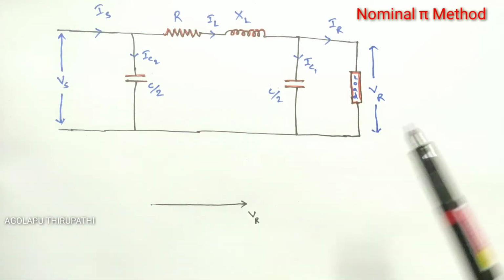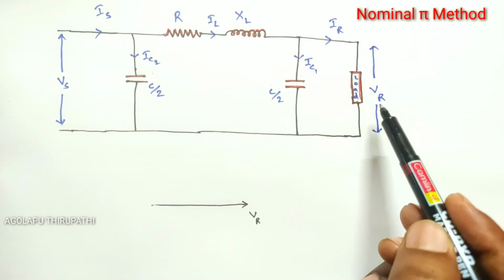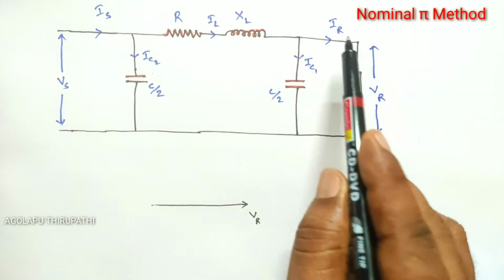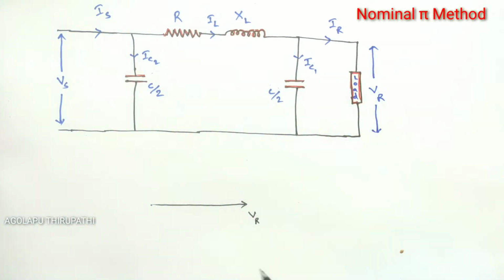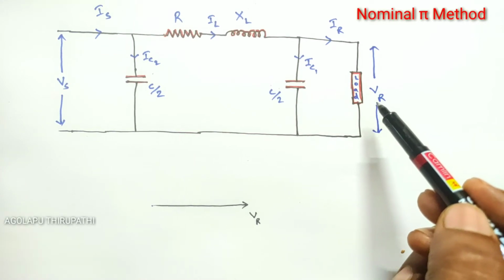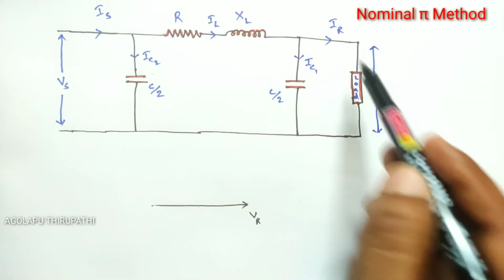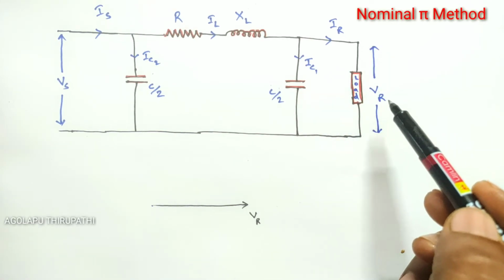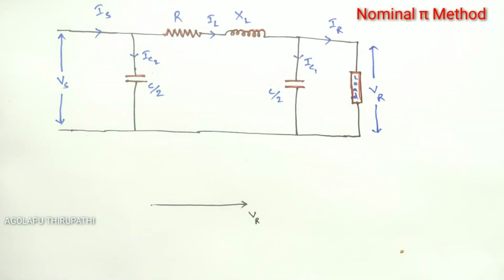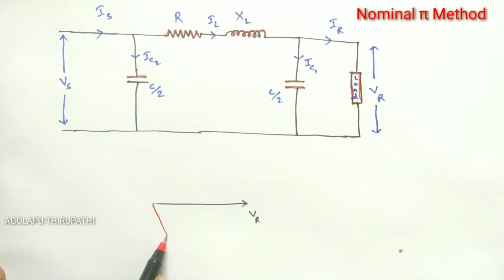So for that I am starting from the receiving end and going to the sending end side, right? First I took VR as our reference. After that I am taking the IR current. The IR current lags VR because I am assuming this load as an inductive load. In a power system most of the loads are inductive loads only. So for an inductive load, the current IR lags VR by some angle less than 90 degrees. So this is the IR vector.